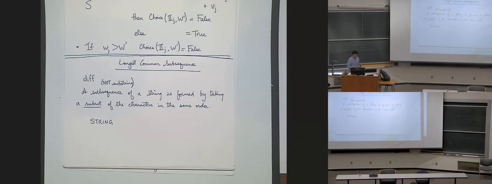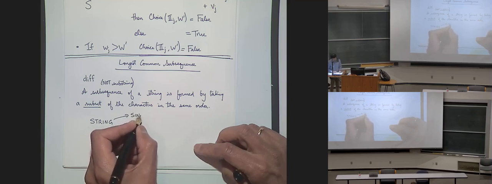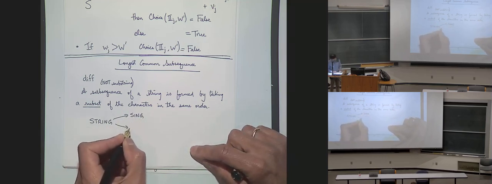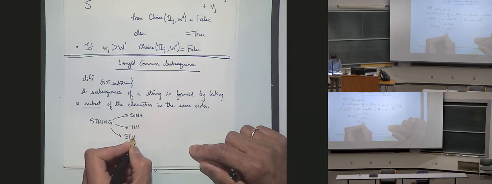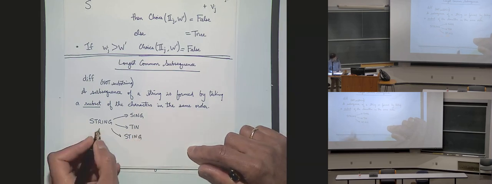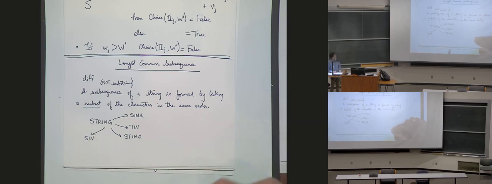So, for example, let me look at the string. A possible subsequence I can get is sing. I can get tin. I can get sting. I can get sin. So on and so forth. I don't have to take them to be contiguous. They don't have to be near each other. If it's contiguous, it's called a substring. So ring is a substring, but sing is a subsequence, not a substring. But a substring is also a subsequence.